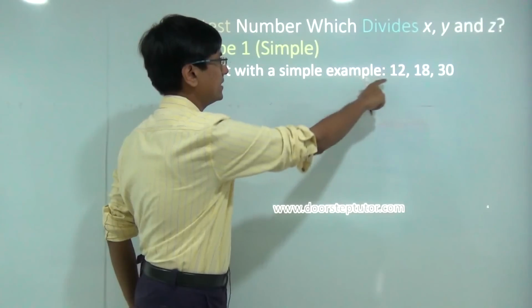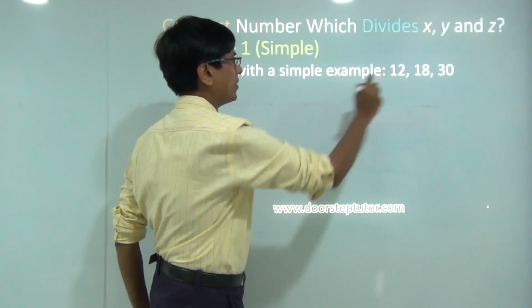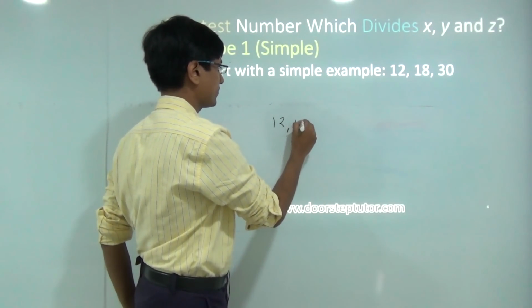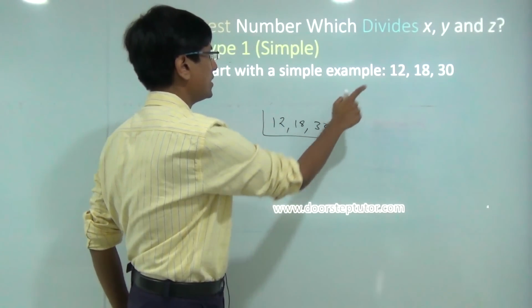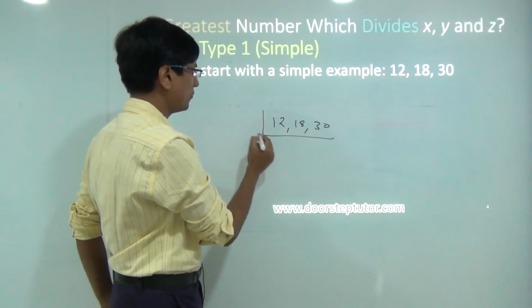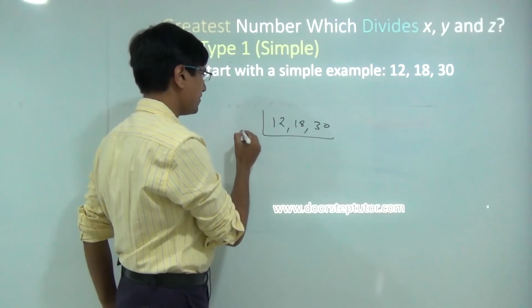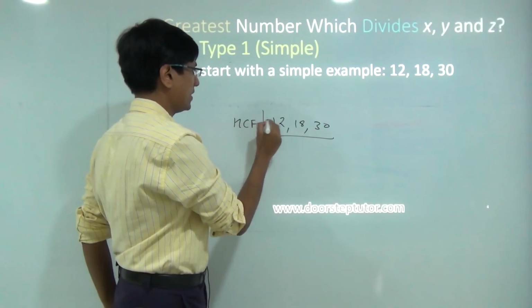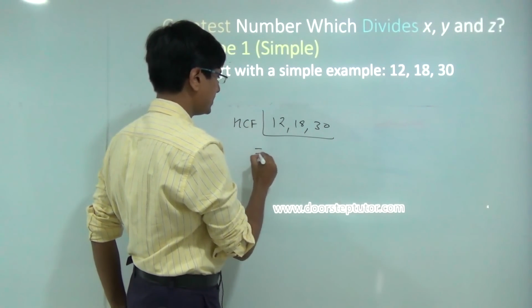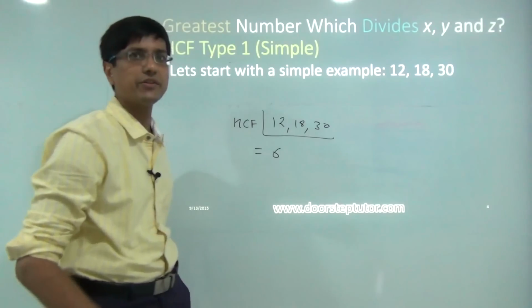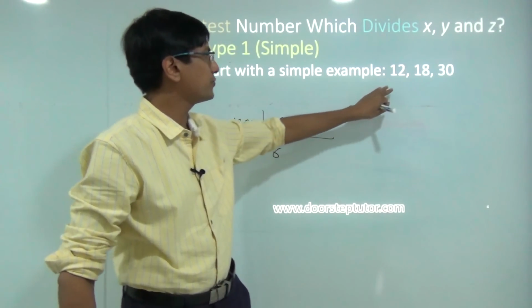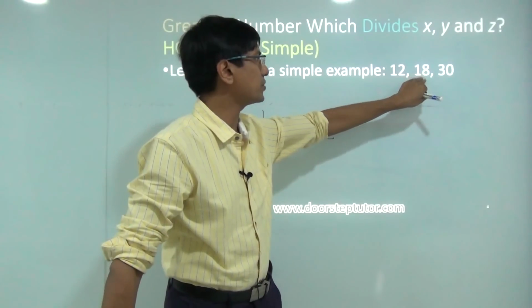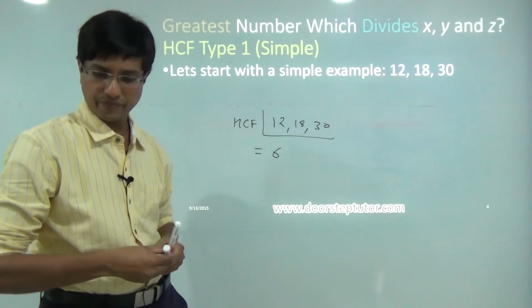And by the very definition, the greatest number which can divide all the given set of numbers is their SCF. So if I take a simple example of 12, 18 and 30, the greatest number which would divide these three numbers would be its SCF. And SCF of 12, 18, 30 is nothing but 6. So you can do this calculation yourself, and 6 would be that number. It's the greatest number which would divide all of these three numbers, 12, 18 and 30.